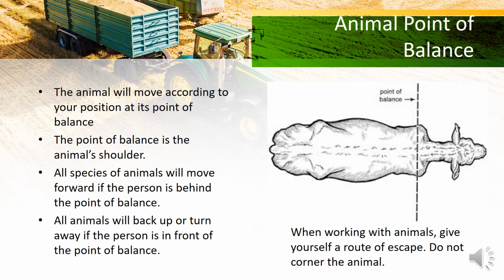Animals also have a point of balance. The animal will move according to your position at its point of balance in its shoulders. All species of animals move forward if the person is behind their point of balance, and they will back up or turn away if you're in front of their point of balance. Always remember when working with animals to give yourself an escape route. Do not get cornered with an animal.